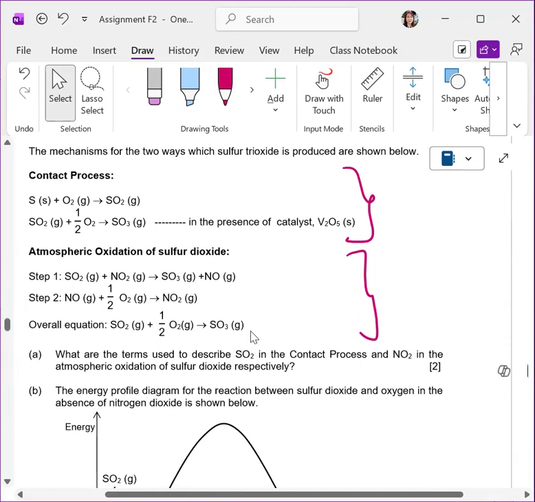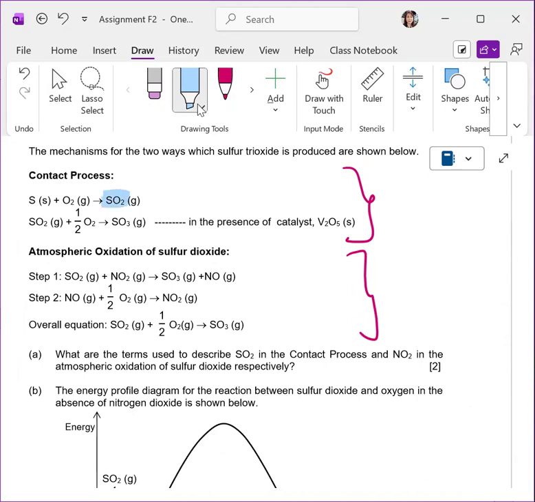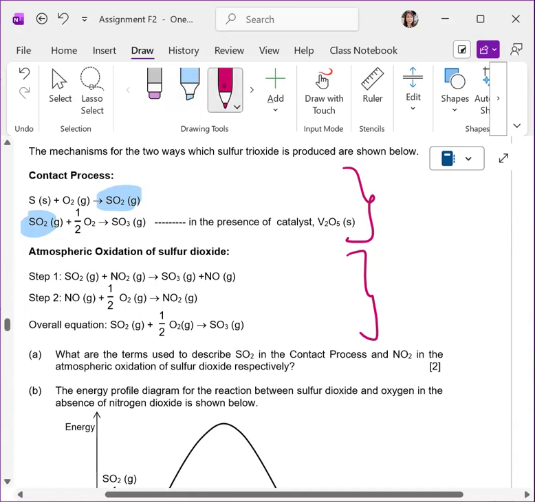So let's look at the SO2 in the contact process for the first one. So we are seeing SO2 being formed here and here. In the contact process, SO2 is formed after the first step, and then subsequently it is used up as a reactant in the second step. The term that we use to describe a product that is formed in the reaction and subsequently used up as a reactant is known as an intermediate. So we will call SO2 an intermediate.